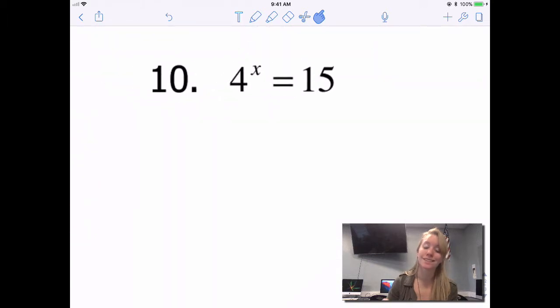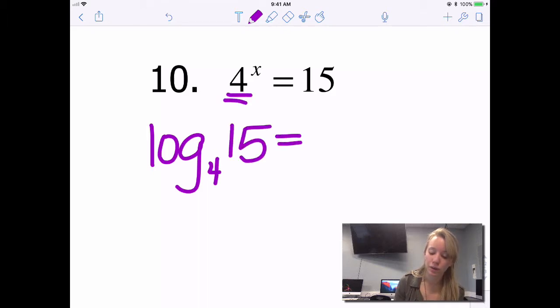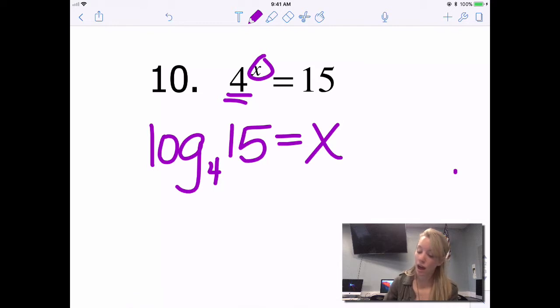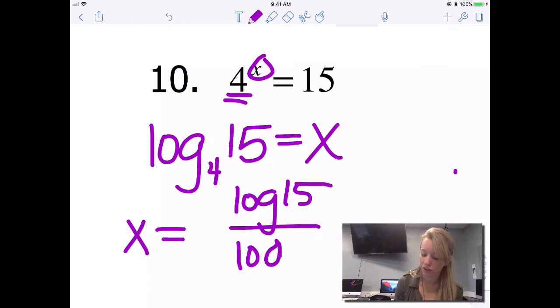So if I do this one, it's pretty much exactly the same. 4 to the x, I can't plug into my calculator. But if I remember that logs and exponents are inverses, that they undo each other, I can rewrite our log as our exponent. So log base 4, because our bases have to match, of 15 equals x, because our logs always equal the exponents, which is right here. And then I can say x is log 15 over log 4.